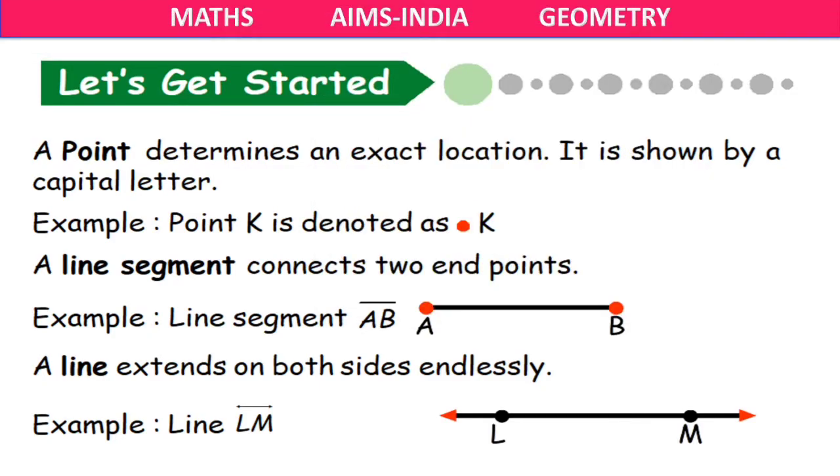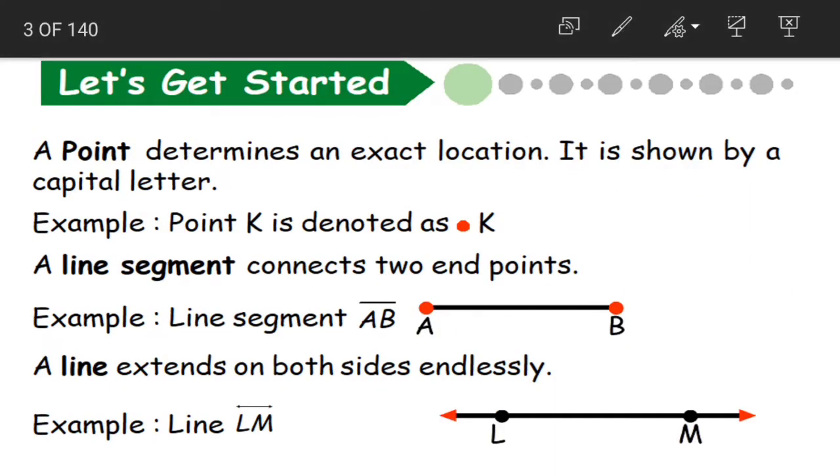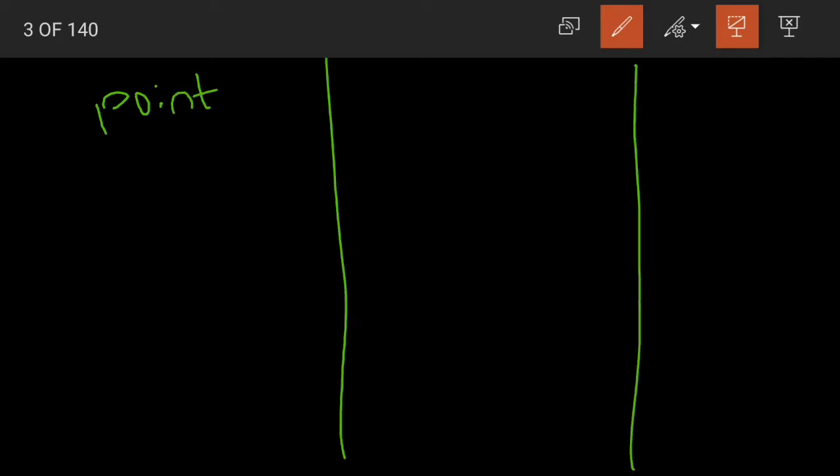Line segment. Line segment connects two endpoints. Example, line segment AB. A line extends on both sides endlessly. Example, line LM. What are they saying? What is this? We have learnt about already three. What are those three that we have learnt? We have learnt about what is a line. We have learnt about a line segment, and also we have learnt about point.